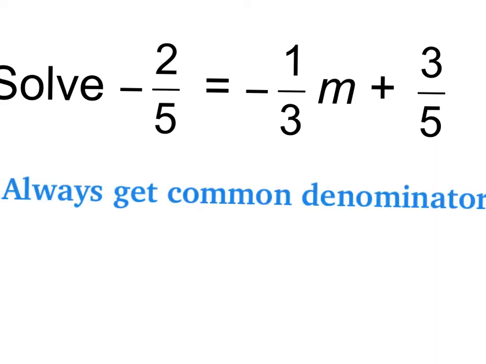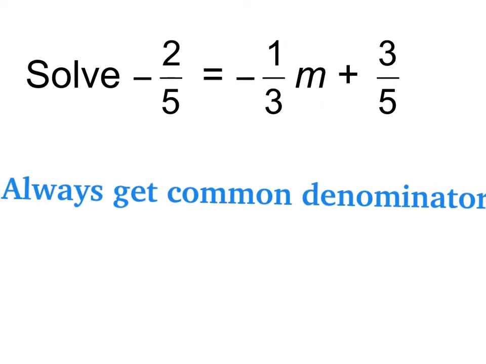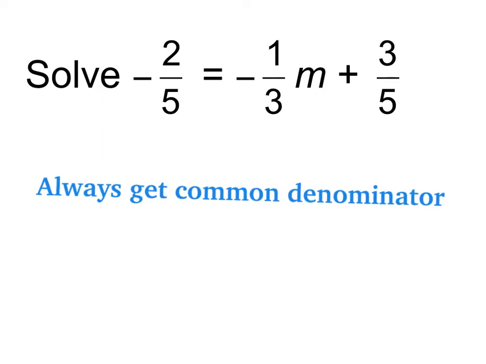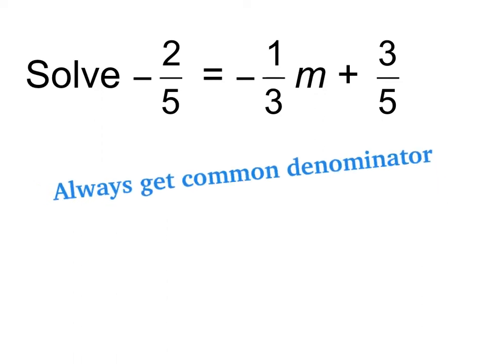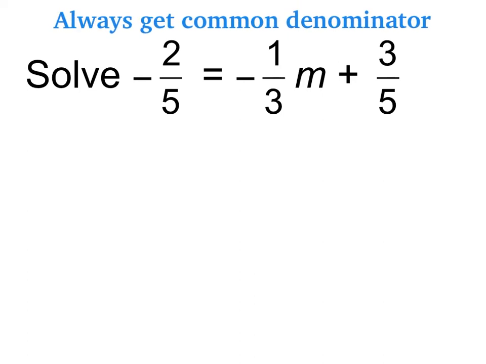That is the number one rule, always. You must always get a common denominator when every single part is a fraction. What I mean by that is, you notice that there are 3 terms: 1, 2, 3. And every single one of them is a fraction. What is the common denominator of 5, 3, and 5? The common denominator is 15.